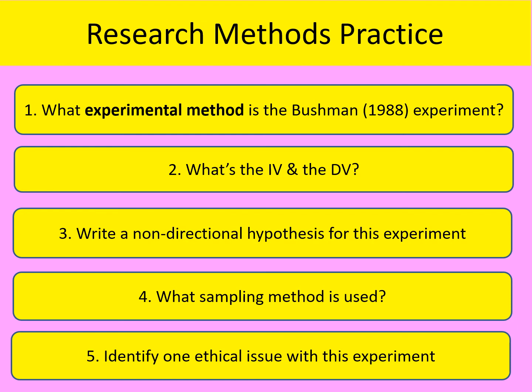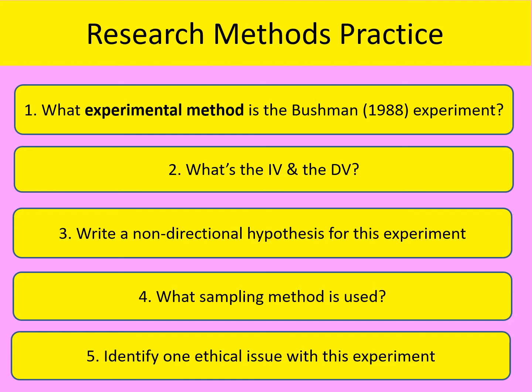So a non-directional hypothesis will be there will be a difference in whether people give money to a research assistant depending on if they're dressed as a police officer, a beggar, or a business executive. The sampling method, how did they get their participants? It was done through opportunity sampling because they just went to whoever was available on the day.